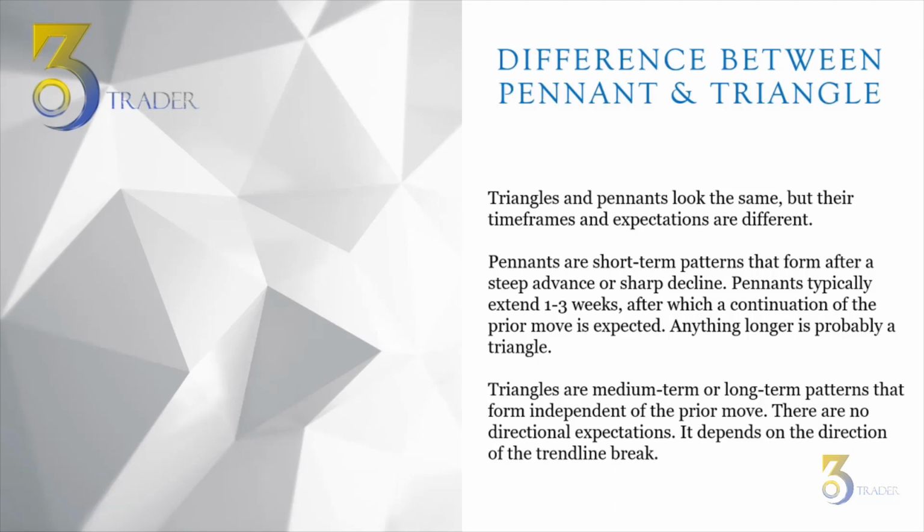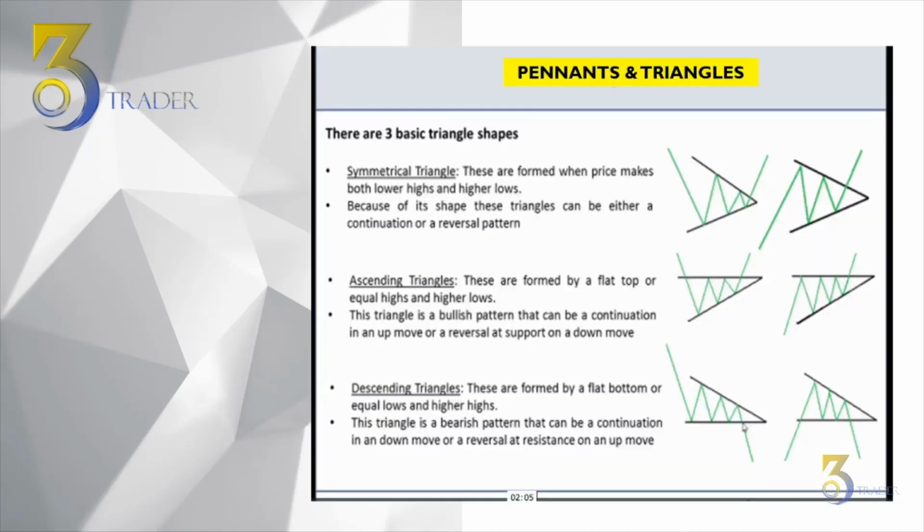And they happen during bold moves, and your expectation is for that to continue. All right. So there are 3 basic triangle shapes or types. Notice, no matter how you look at it, the triangle or the pennant is symmetrical. And we're gonna look at this because a lot of people get these confused with wedges, and I'll show you how in a minute. Let's look at the top 2 right here.